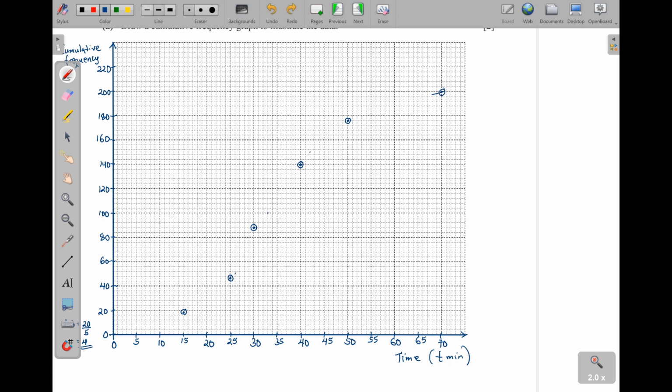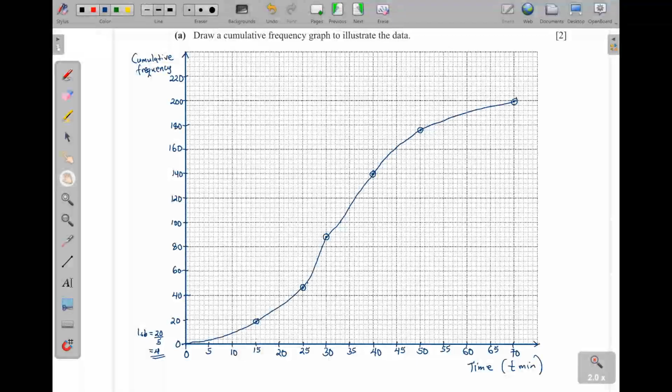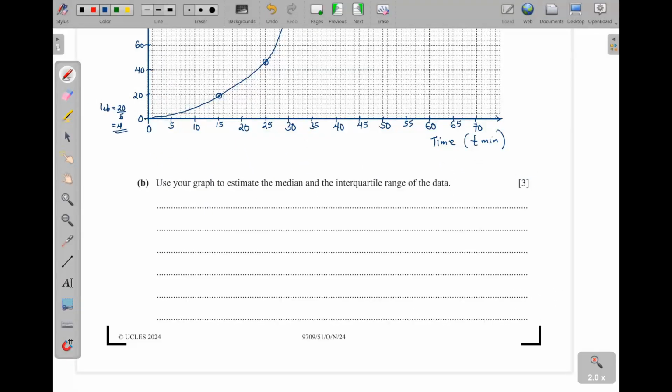Now, joining our points, this is what we are going to have. Try your level best to be as smooth as you can. Then this to this, that, and then we can extend this one here to the 0. Then after that, that is our graph. They are telling us to use your graph to estimate the median and the interquartile range.